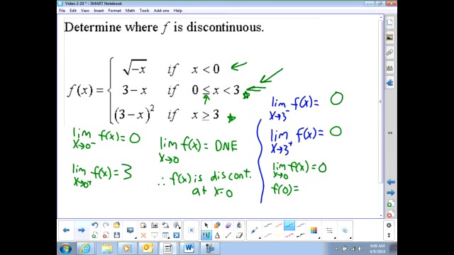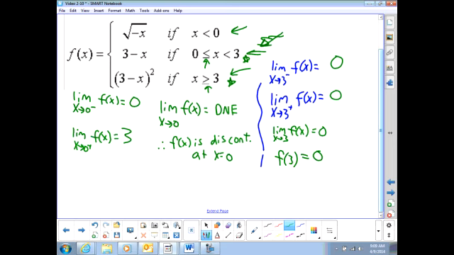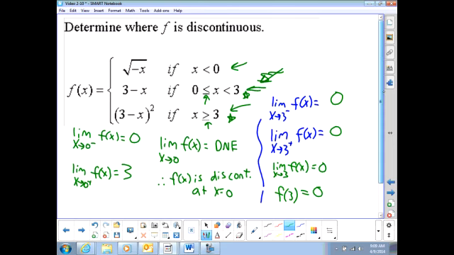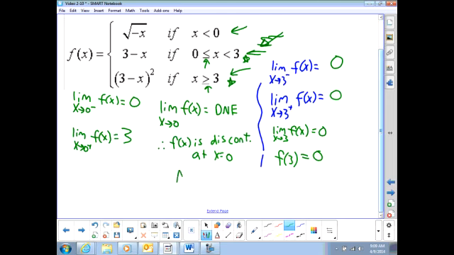Oh, sorry, we're not testing 0, we're testing 3. Let me change that. We're doing x approaches 3, so we want to find f of 3. So it's not this one, we're equal to in this one. When we plug in 3 here, we know 3 minus 3 is 0. 0 squared is 0. Therefore, our limit and our function are both 0, so we can say it is continuous. Based on how the question's worded, they just want to know where it's discontinuous, and we found that already on the other side. So it is only discontinuous at x equals 0.